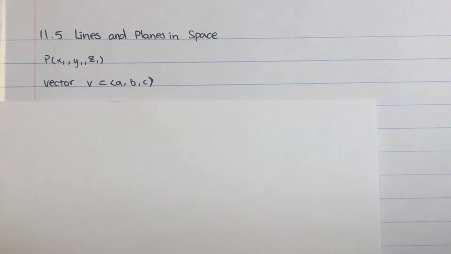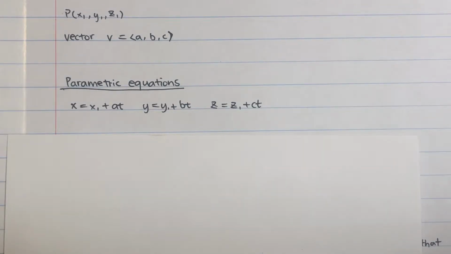I'm gonna talk about 11.5, lines and planes in space. Consider there's a line L passing through the point P(x1, y1, z1) and is parallel to the vector v equals to <a, b, c>. The vector v is the direction vector for the line L, and a, b, c are direction numbers. Here are the equations for parametric equations.